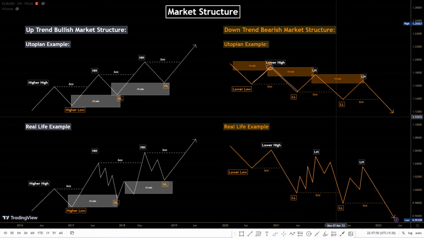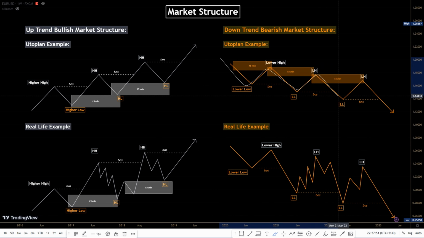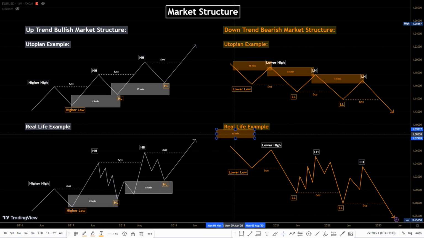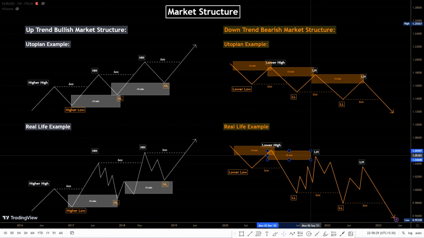So every time supply is respected and price creates a downward momentum, and you can see that this is the utopian example of the bearish trend. Now we apply this supply model, then again price respected at this point, price just taps into the market and again moves in the downward direction.